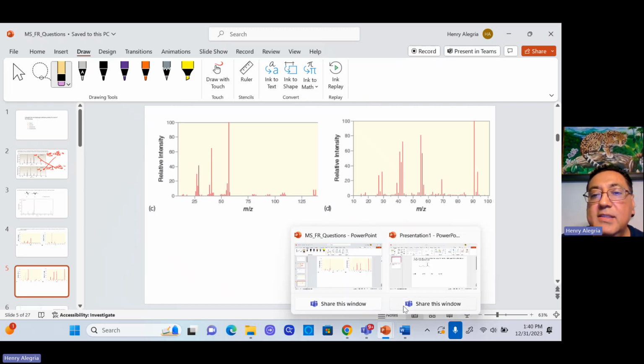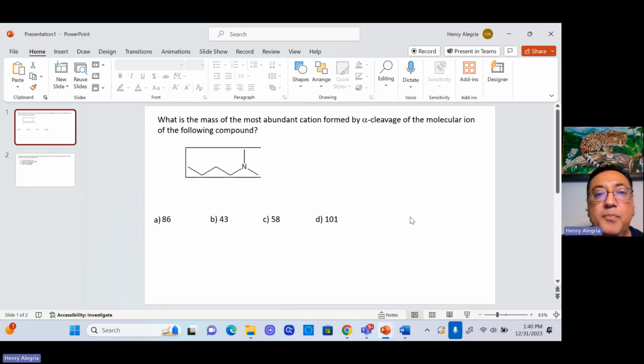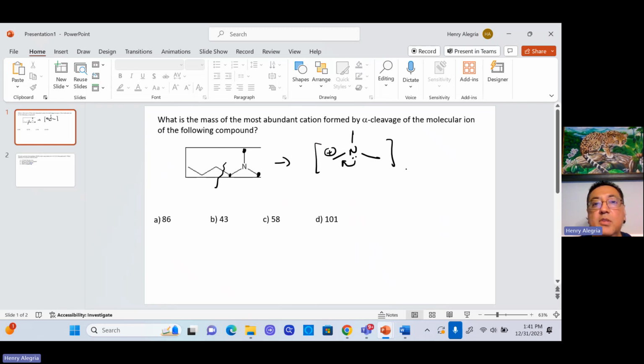Now, you can be asked these questions in multiple choice format, same difference. Here's one. What's the mass of the most abundant cation formed by alpha cleavage of this? So alpha cleavage means the carbon that has the nitrogen bonded to it will break its bond with the next neighboring one. This one doesn't have a neighboring one to break with, neither does this. But this one does have a neighboring one, and that's going to be the alpha cleavage. Remember, in that case, we will prefer to have the plus charge on that carbon so that the nitrogen can help stabilize it by resonance by moving those electrons.